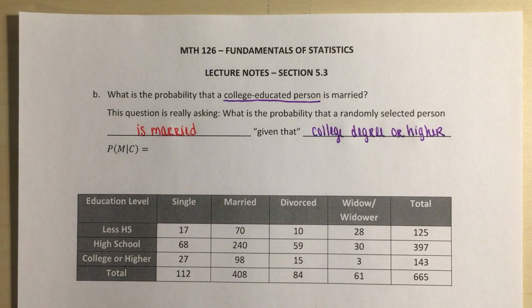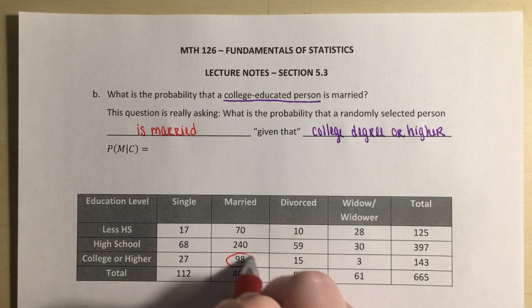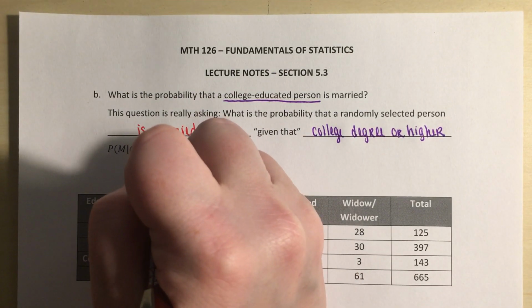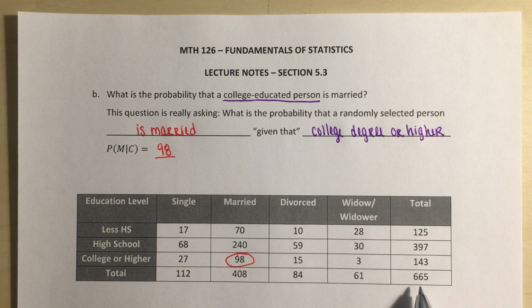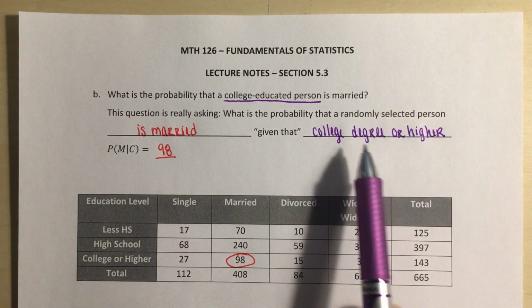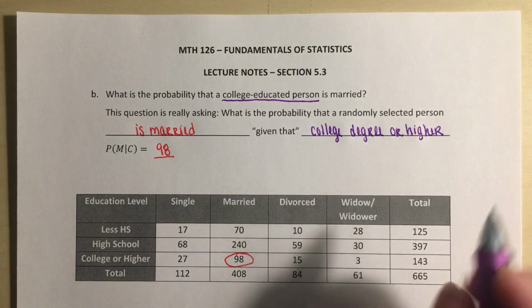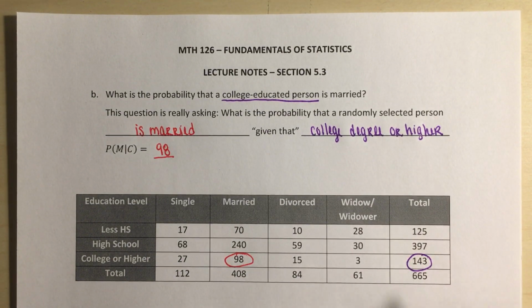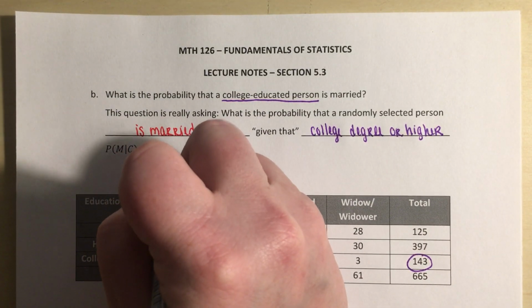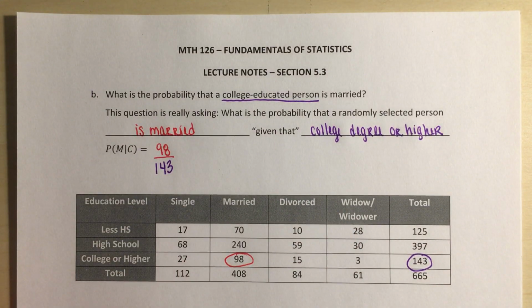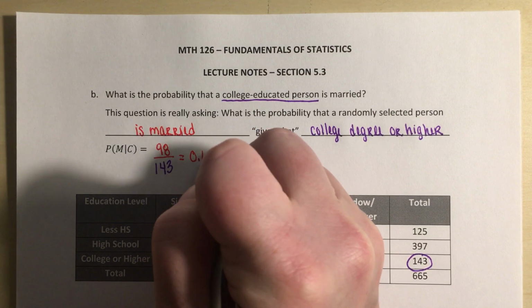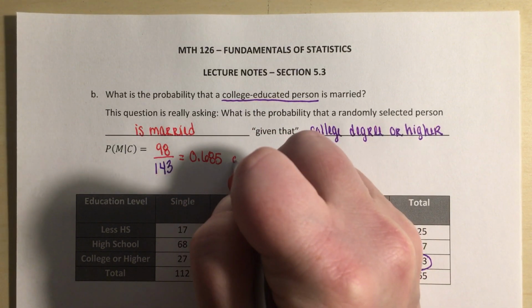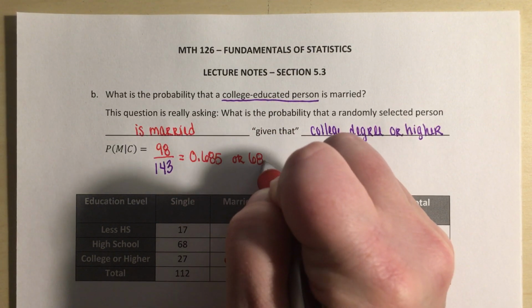All right, so our numerator is actually going to be the same. We still have 98 people that are married and have a college education or higher. The difference is, instead of looking at our total of 665, we are focusing on the ones that have a college degree or higher. So we're going to divide by a different total this time. We're going to divide by 143. Okay. 98 divided by 143 gives 0.685 or 68.5%.